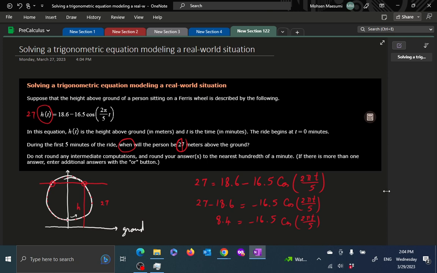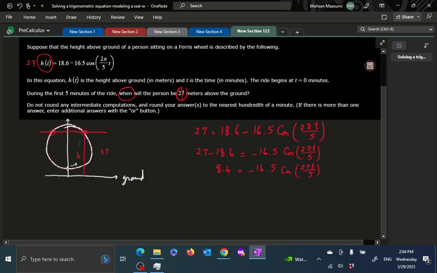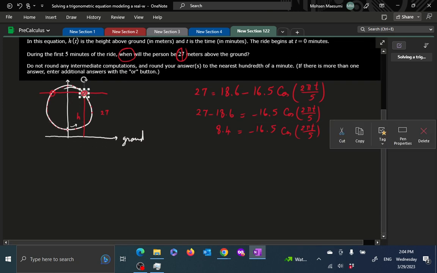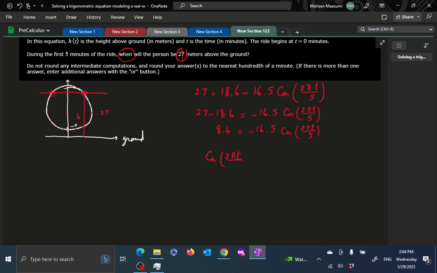Well, what does that mean? That means that cosine of 2 pi t over 5 will be minus 16.5 over 8.4.